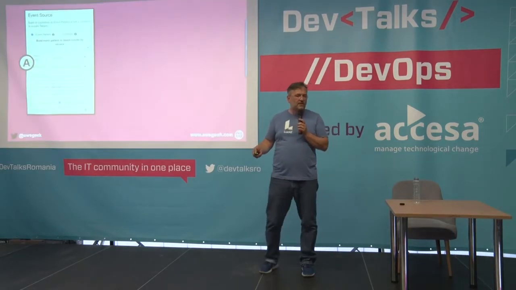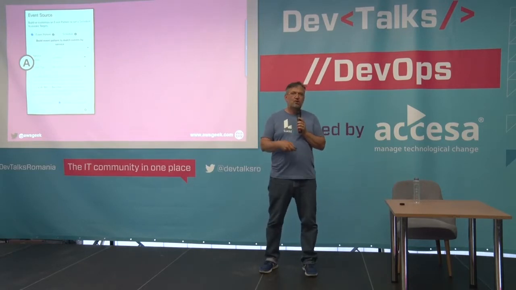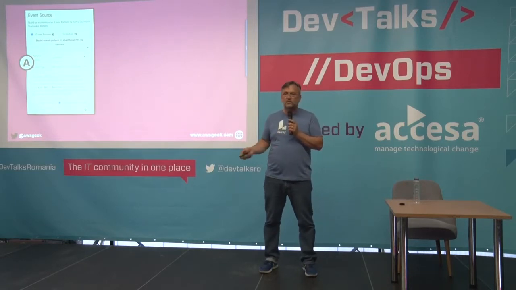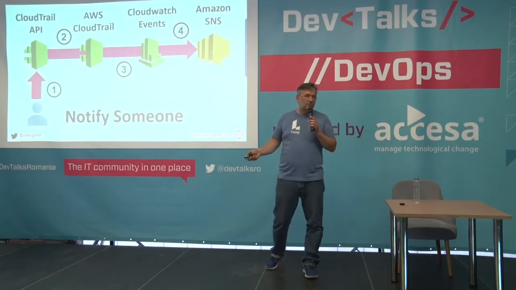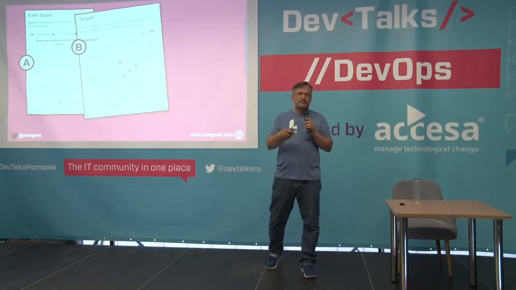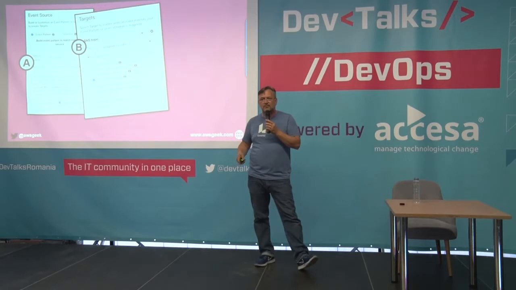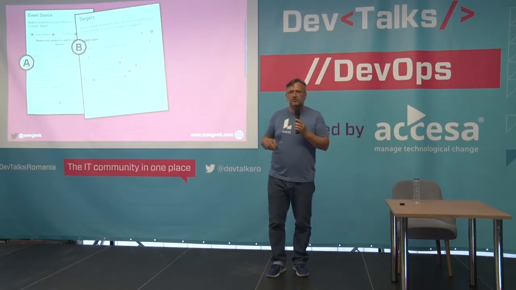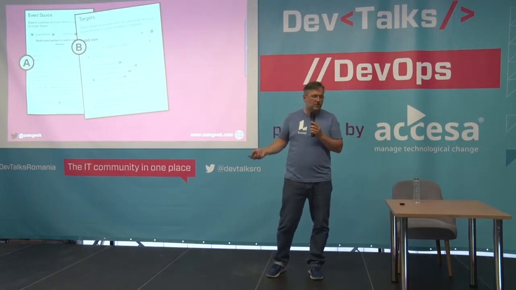User logs in, they try to make the change, that triggers a CloudWatch event. We're going to configure our event source exactly the same as we did before, and then we're going to notify someone. We're going to set up the target this time. Instead of it being a Lambda function, we're going to use an SNS topic. And that allows you to send the SNS message to an SQS queue or wherever you'd like it to go.